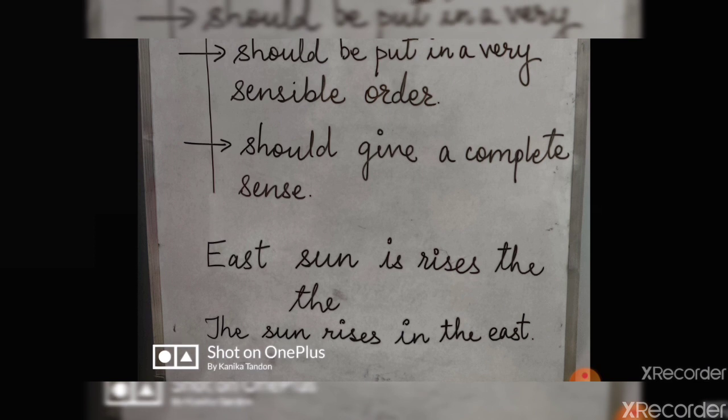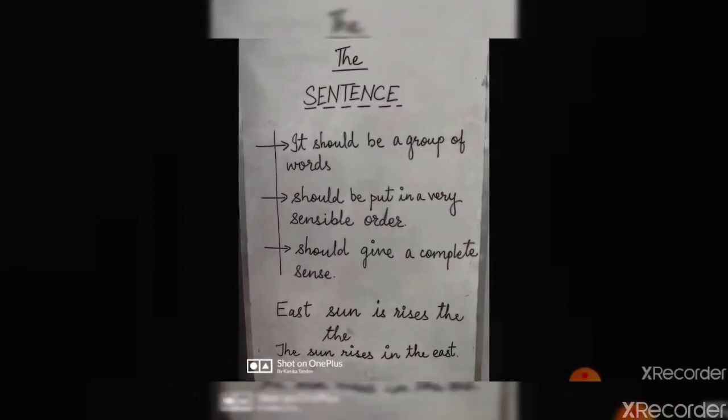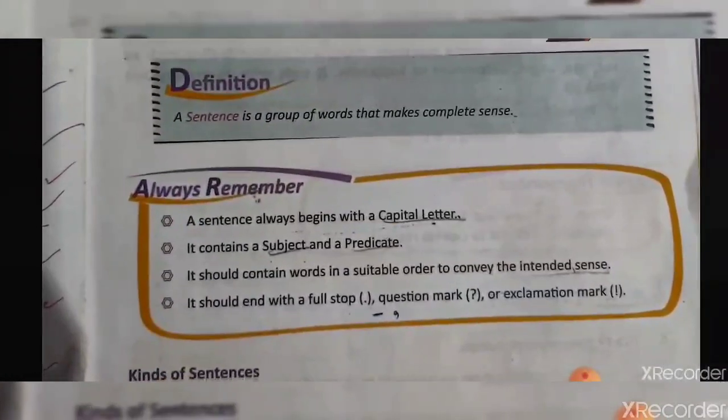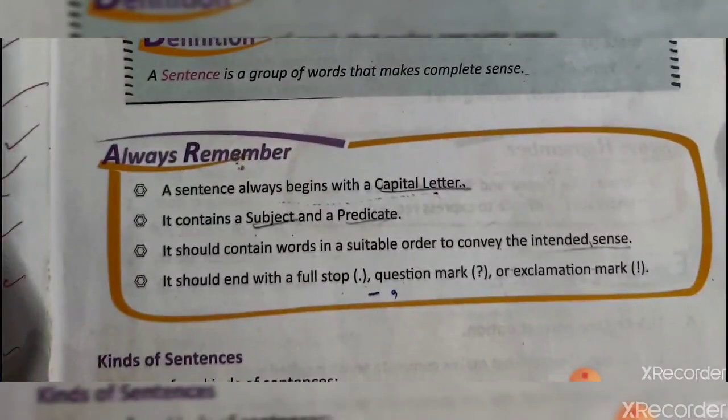Now, there are four things that you have to keep in mind while writing a sentence. For this, we'll have to go back to the slide that we studied. First one is, a sentence should always begin with a capital letter, which is a very well-known fact: whenever we are starting a sentence, the first alphabet of the first word is always capital. Second, it contains a subject and a predicate.